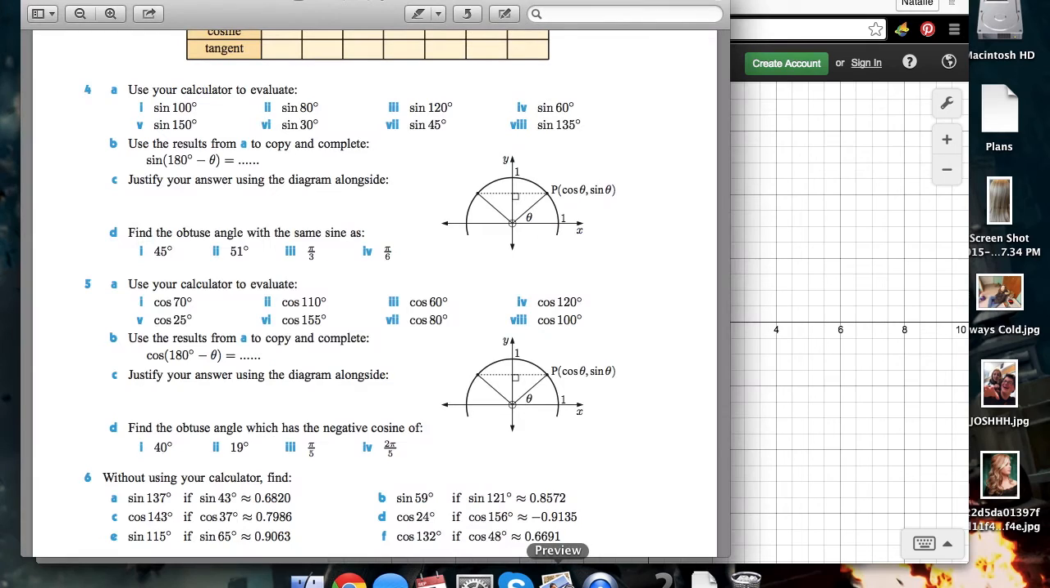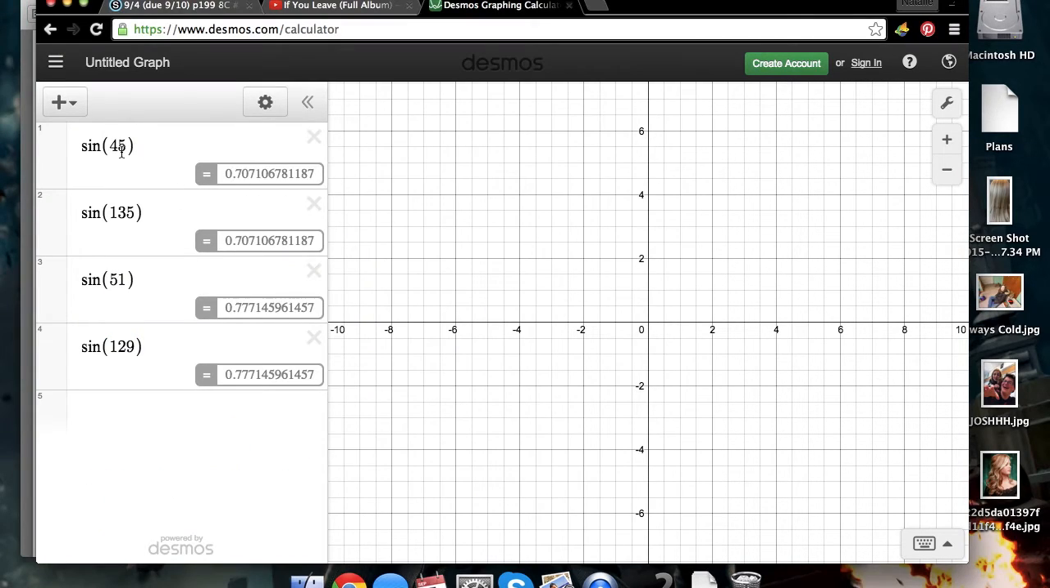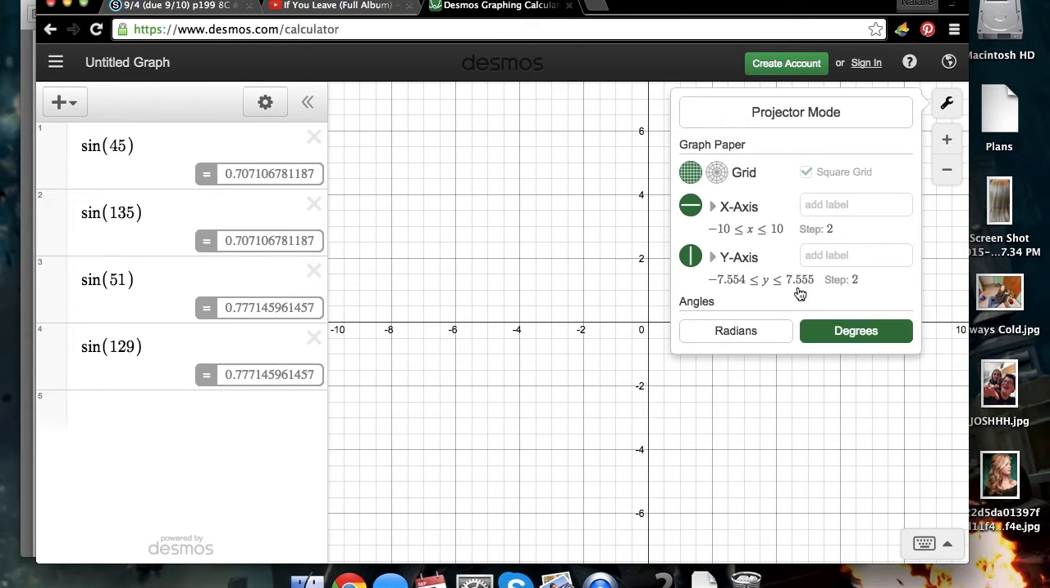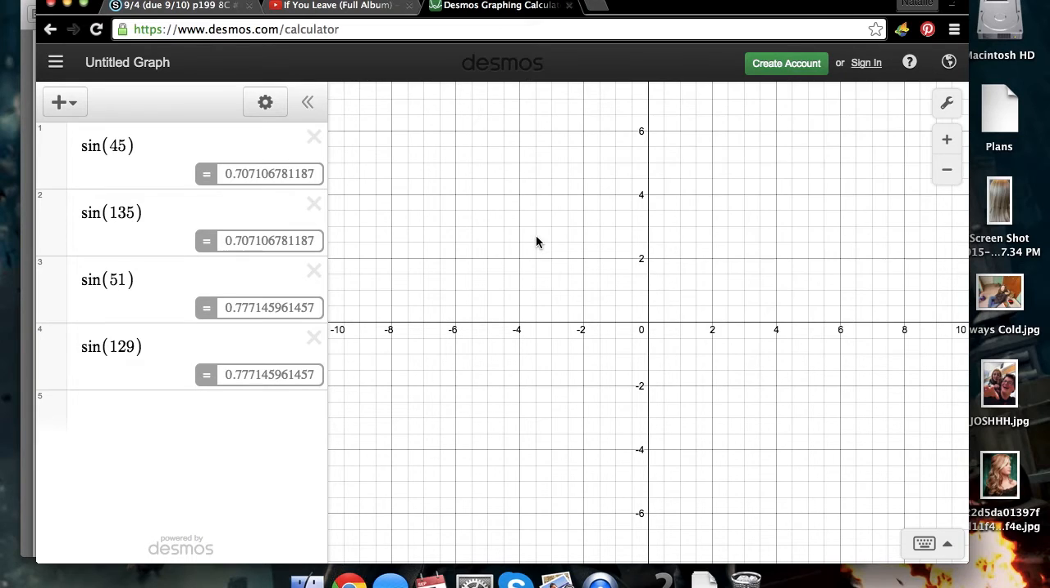So what you're given is to find the obtuse angle with the same sine as these here. I started with 45 and found sine of 45 after making sure that my graph settings were set to degrees. After I made sure of that, I just typed in sine of 45 and I got this number here.